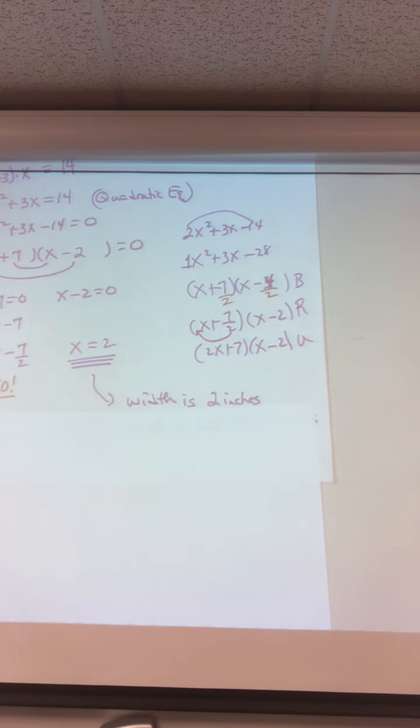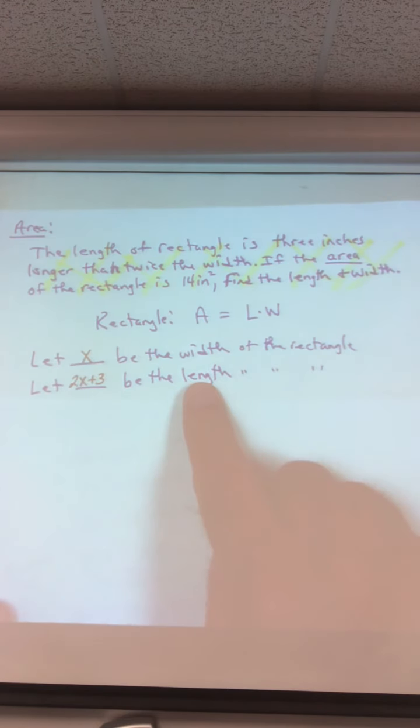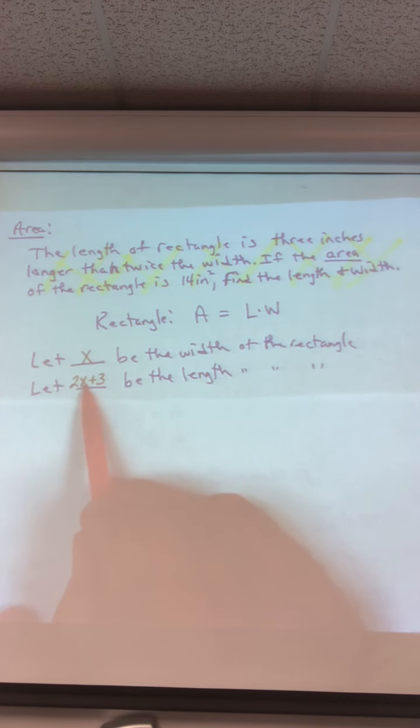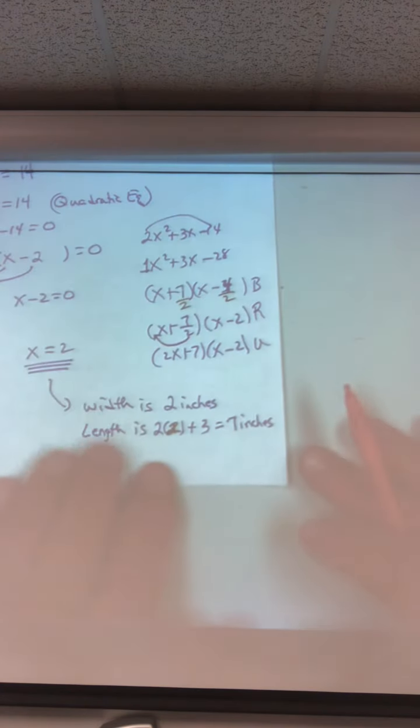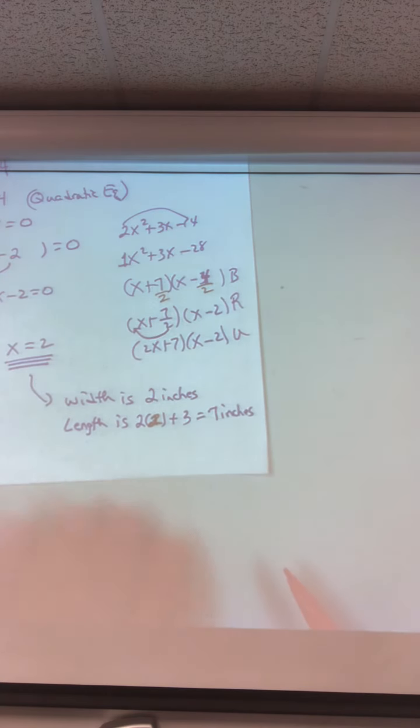Now, we're not finished. Look back at your heading. X was the width, but we're looking for the length. Now, what's the length? 2 times X. Now, what did we just find X to be? 2. So, 2 times 2 is 4, and 4 plus 3 is 7 for the length. So, that's where this comes from. 2 times 2, which is 4. 4 plus 3, which is 7 inches.